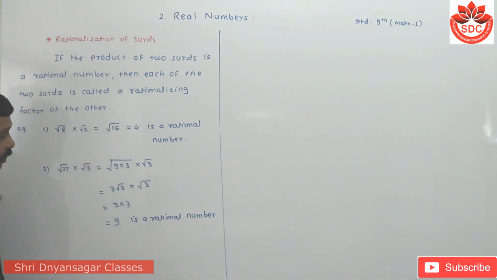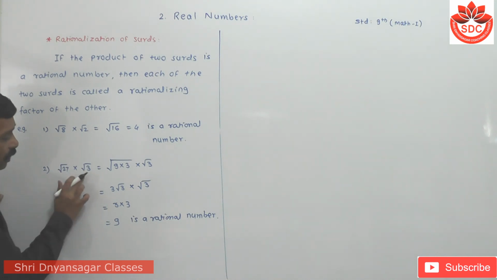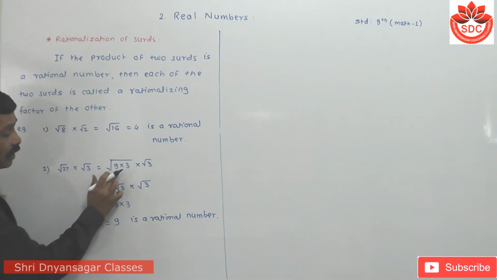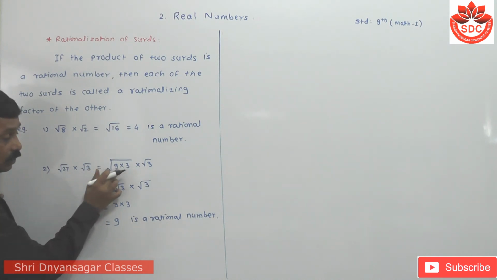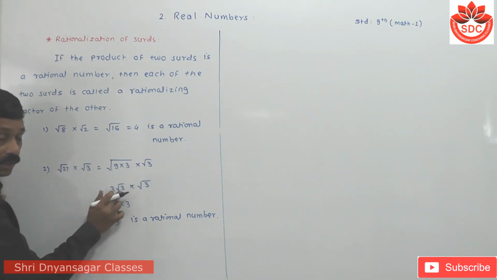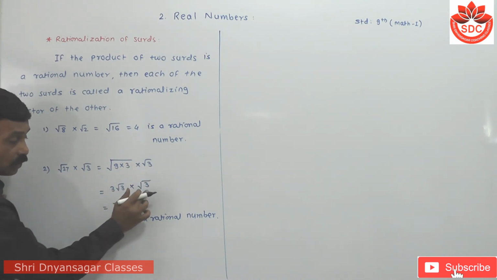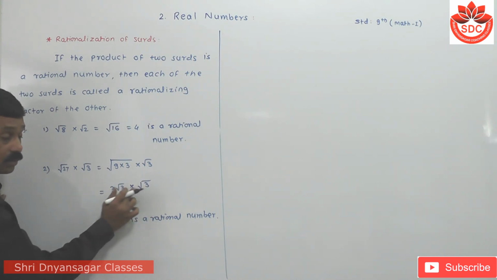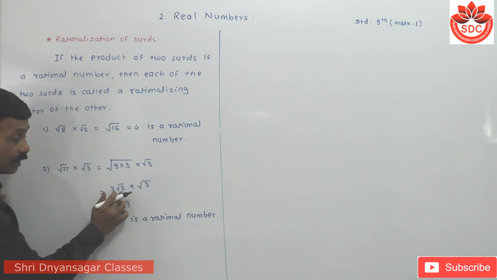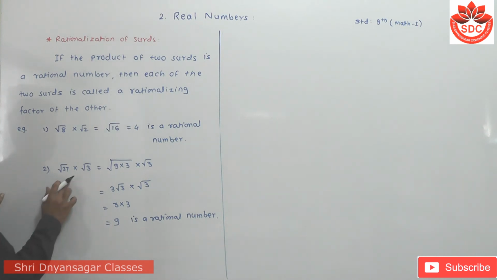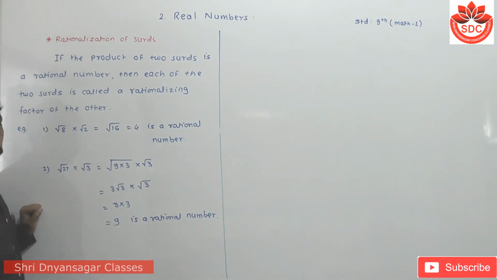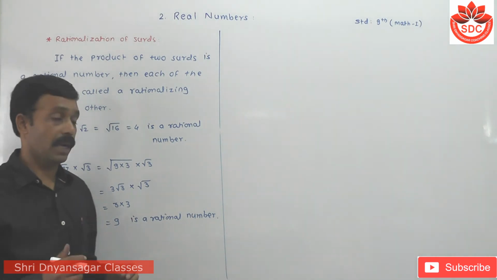Second one is root of 27 into root of 3. Here I factorize root of 27 as 9 into 3, and root 3 as it is. The square root of 9 is 3, so we get 3 root 3 and this root 3. Root 3 into root 3 is root 9, and taking the square root it becomes 3, or by the law of indices, root of a into root of a is equal to a, so directly we take 3. 3 threes are 9, which is also a rational number, so these two are rationalization factors of each other. Okay, we take the next practice set in the next lecture.